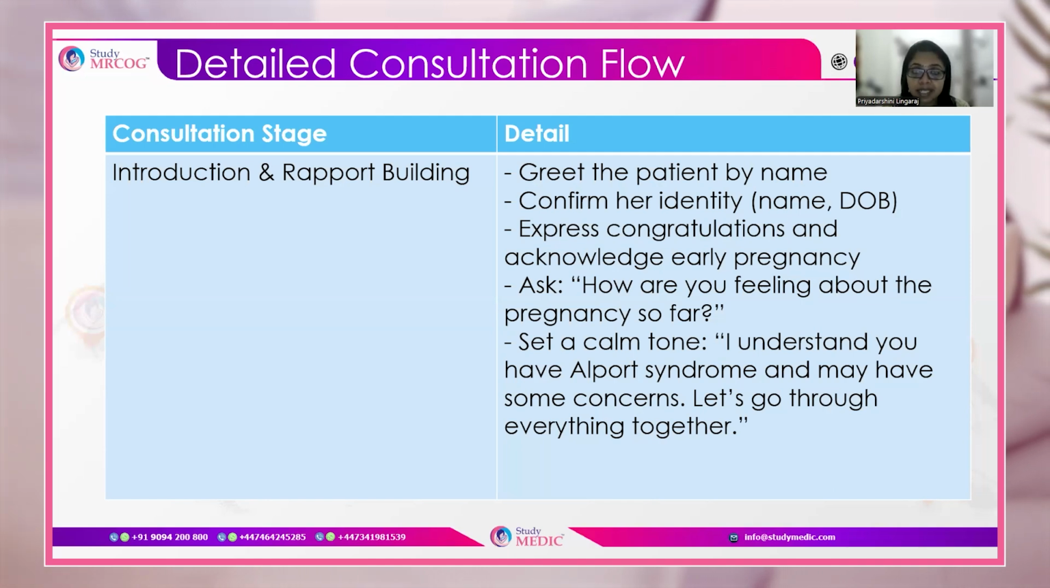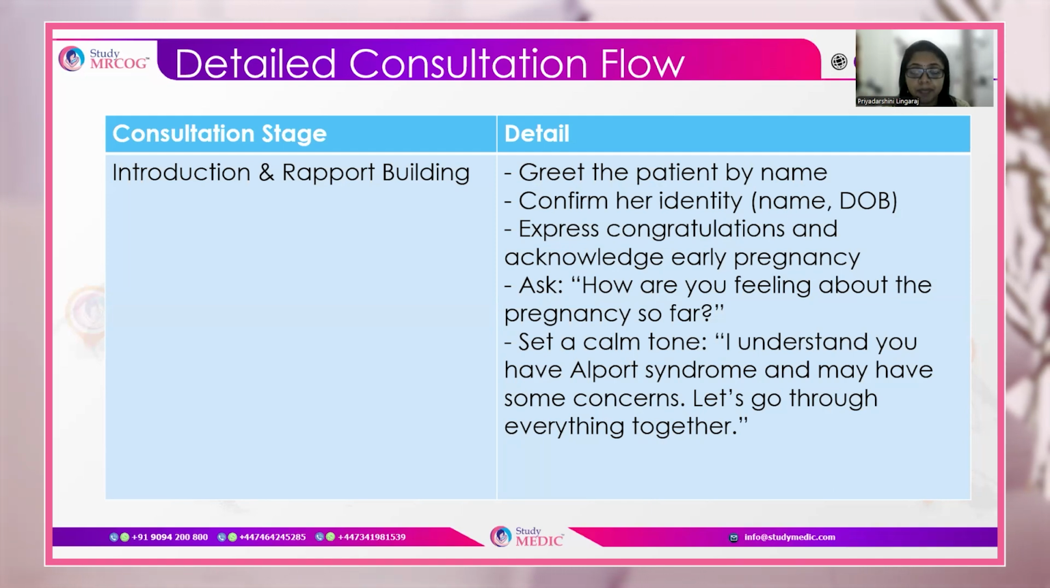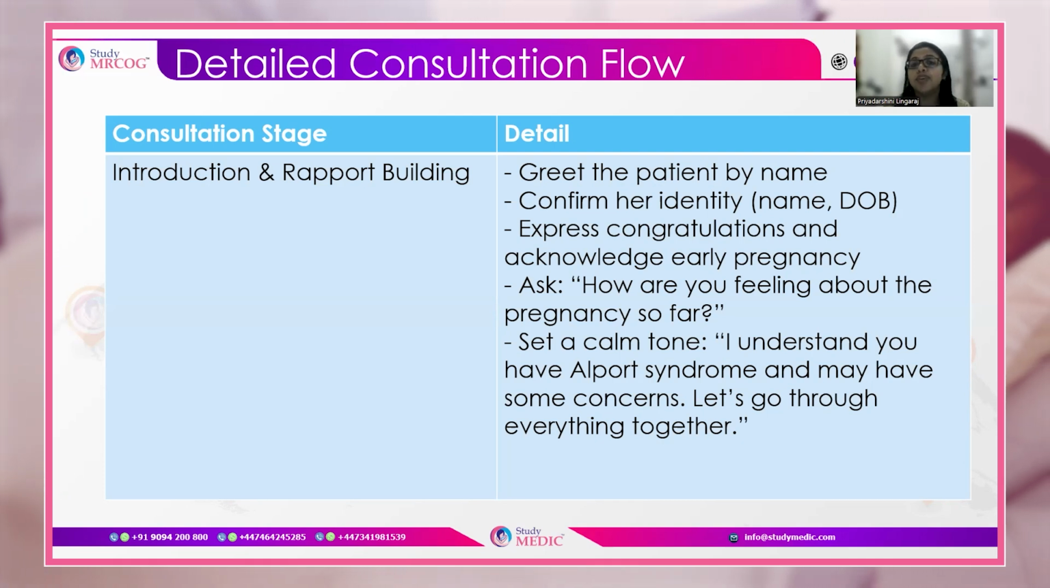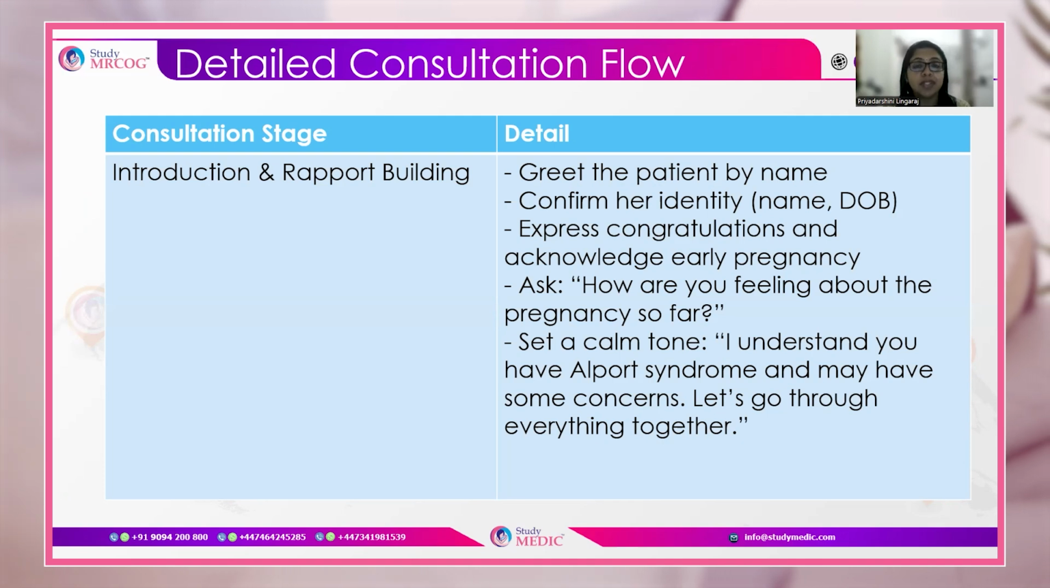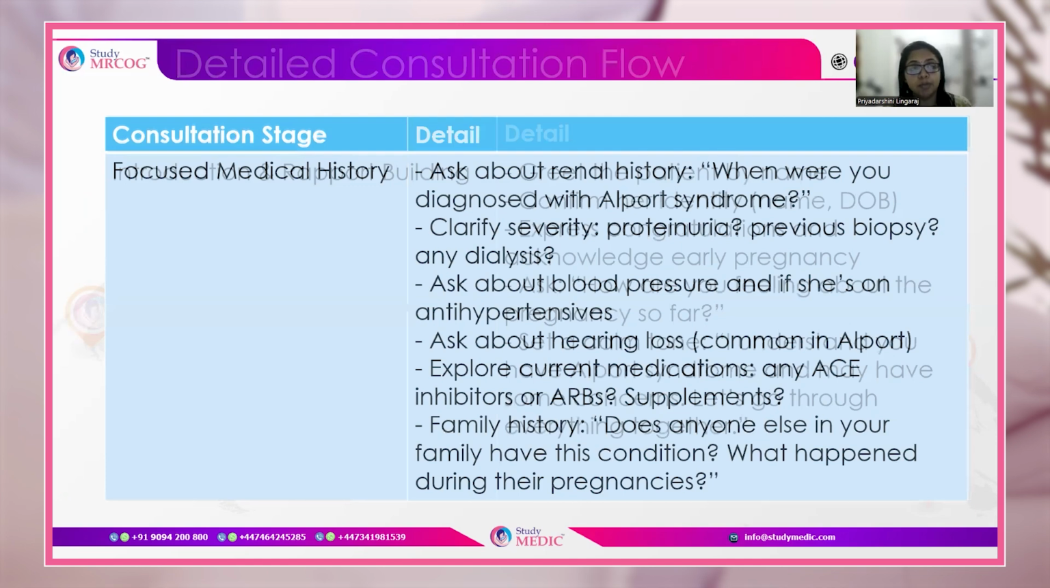So once that is done, you can start with a very basic tone or a very calm tone because she's worried about Alport syndrome. I understand that you have Alport syndrome. And are you having any concerns regarding it? Okay, so you bring in open-ended questions. Do not ask closed-ended questions. Okay, so that's how you are going to start your rapport building with the role player.